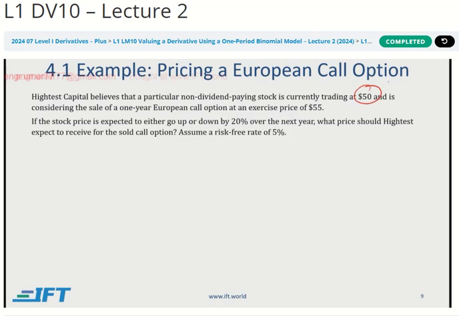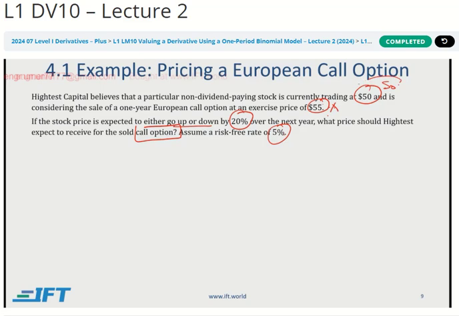Now the spot price is 50, the exercise price is 55, right? Either it can go up 20% or it can come down 20%, and the risk-free rate is 5%. And what we need to calculate is the option value. Now let's do it step by step.